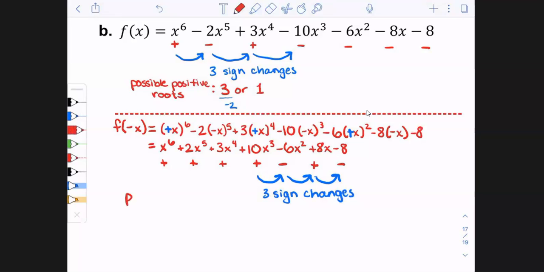Which means that my possible negative roots is going to be 3 or 1 again, because again you have to just subtract by 2. That's going to be kind of one of the confusing parts to remember.